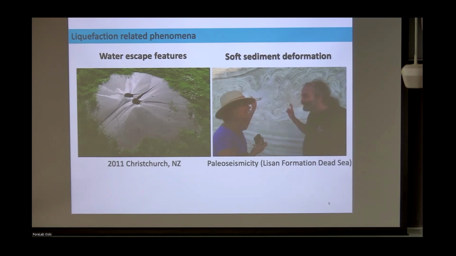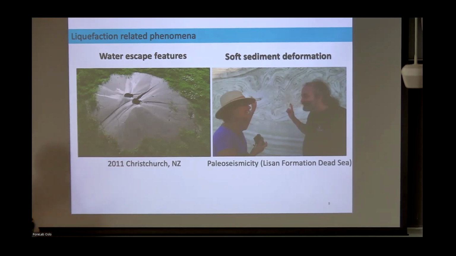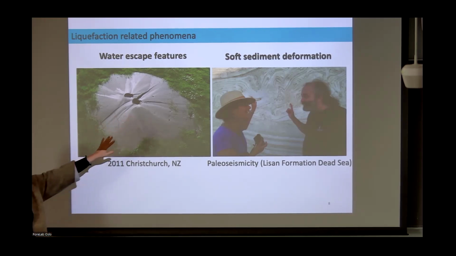Here you see little mud volcanoes that appear after an earthquake. We had them in Eilat after the 1995 Dahab earthquake in Sinai. Near all the hotels, there were little mud volcanoes that we could go and see, and they spew the water out. It looks like a volcano, but it's made of mud.